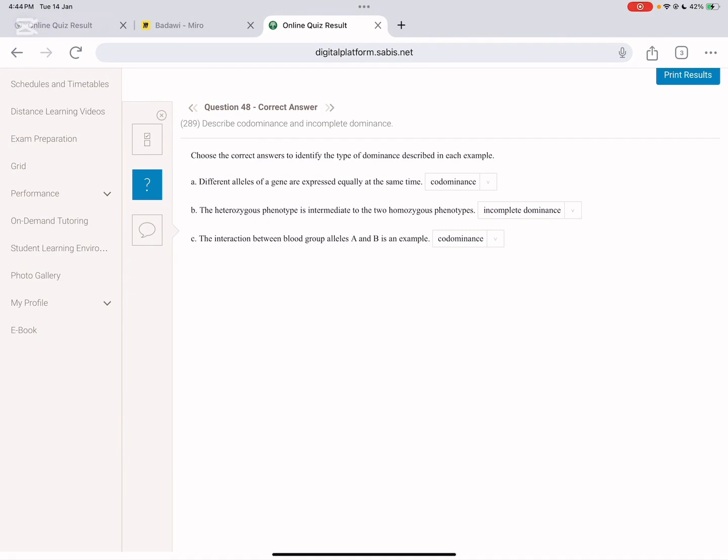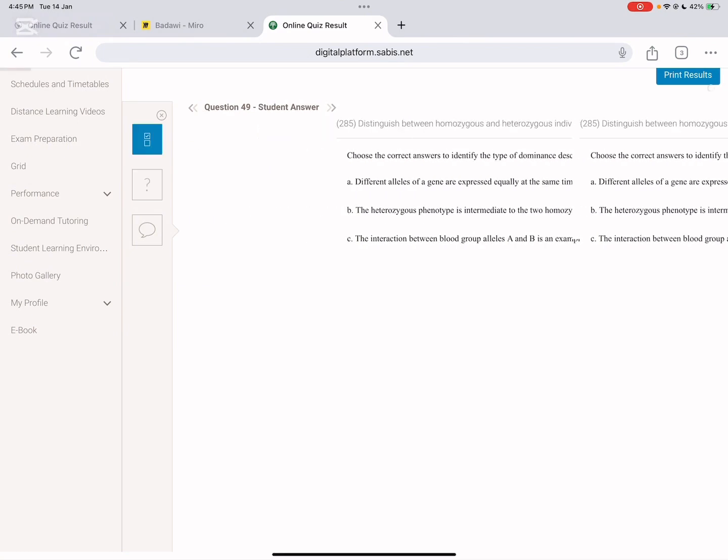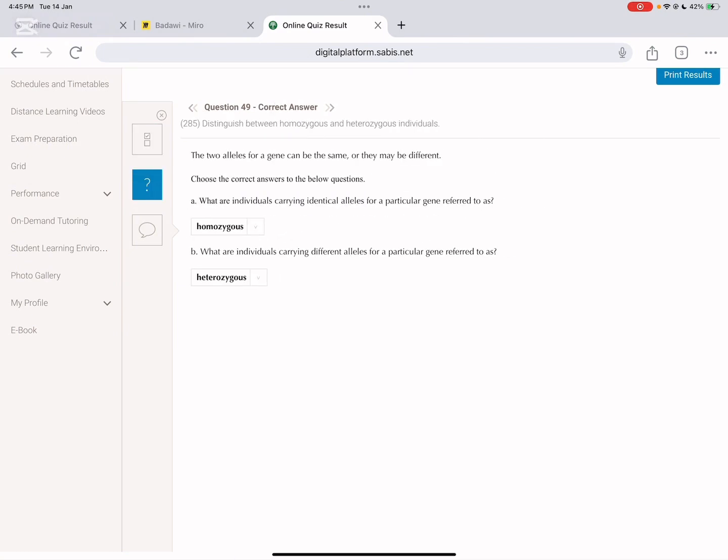Okay, these are two important definitions you have to know. When you have different alleles expressed at the same time, it's codominance, and an example would be the AB blood group, like we see in option C, while incomplete dominance is when you have an intermediate. So whenever you see an intermediate, it's when the dominant allele does not completely mask the recessive allele, so they go for an intermediate in the middle. And if they carry identical alleles, homozygous; different alleles, heterozygous.